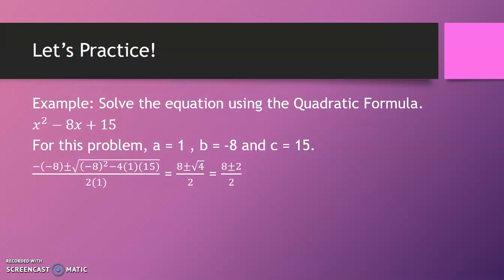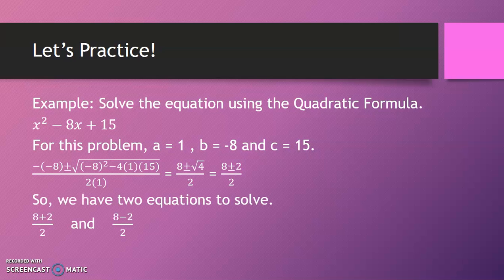It looks like a lot when we plug it into our quadratic formula, but if we start to simplify, especially if you start looking at just that discriminant portion, it makes this become a lot simpler. So when I simplify, I get 8, because the opposite of a negative is going to make that become positive, plus or minus the square root of 4 all over 2. The square root of 4 is 2, so now I'm left with 8 plus or minus 2 all over 2.